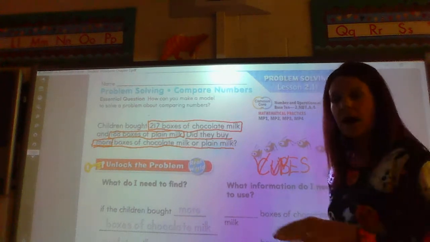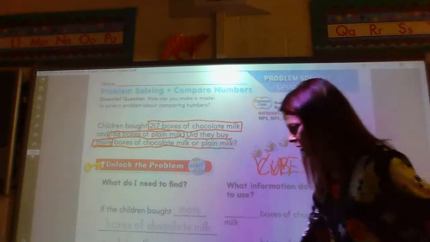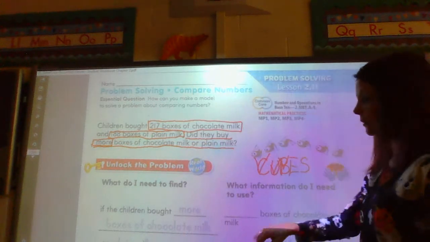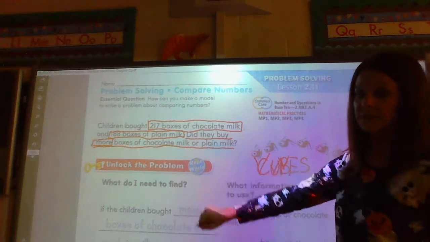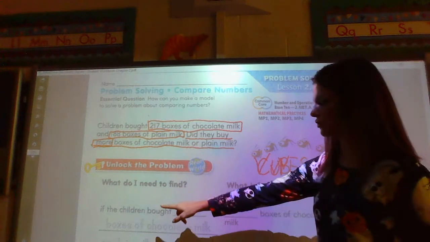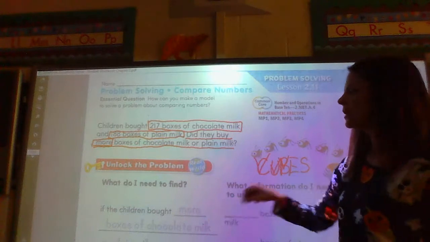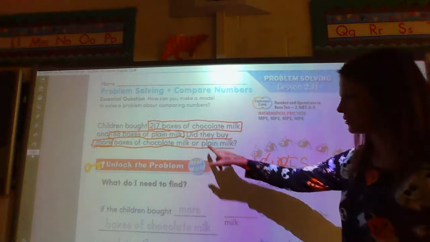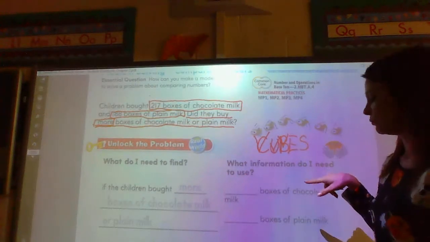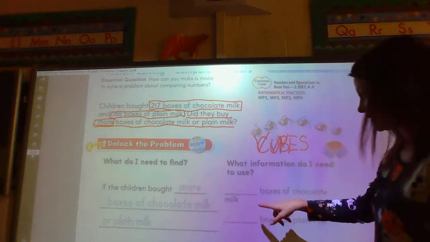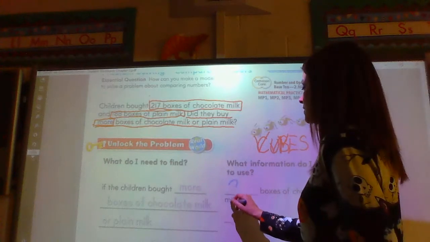Now, on our worksheet, they have us go through these steps in a little bit different way. So let's just take a look at the way they talked us through it before we move on to E and F. We need to ask ourselves, what do I need to find? If the children bought, read along with me, more boxes of chocolate milk or plain milk. That was just like us underlining the question, friends. It also says, what information do I need to use? Well, what numbers did we box? Let's see, blank boxes of chocolate milk. Yes, 217. So I can fill in this line.